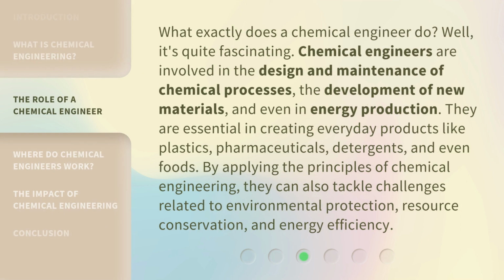What exactly does a chemical engineer do? Well, it's quite fascinating. Chemical engineers are involved in the design and maintenance of chemical processes, the development of new materials, and even in energy production. They are essential in creating everyday products like plastics, pharmaceuticals, detergents, and even foods. By applying the principles of chemical engineering, they can also tackle challenges related to environmental protection, resource conservation, and energy efficiency.